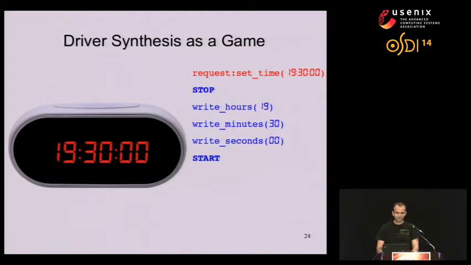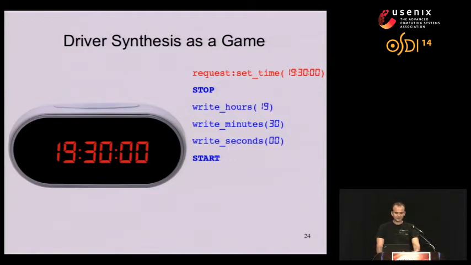In this case, one way to write such a driver is like this. So we start with stopping the oscillator in the clock so that the time doesn't change automatically, and then we set the new time, and then we restart the clock. So this driver will work correctly in all cases.